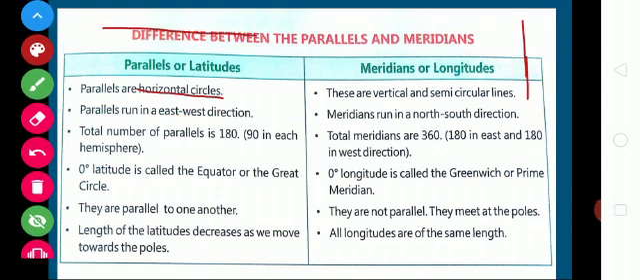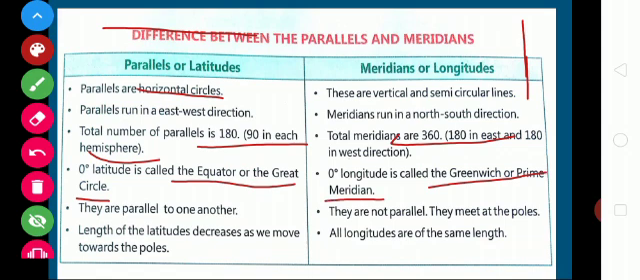Total number of parallels is 180, 90 in each hemisphere. In the northern hemisphere there are 90 parallel lines, and in the southern hemisphere there are 90 parallel lines. Total meridians are 360, 180 in east and 180 in west direction. 0 degree latitude is called the equator or the great circle. And 0 degree longitude is called the Greenwich or prime meridian.